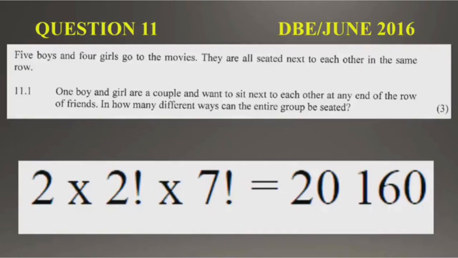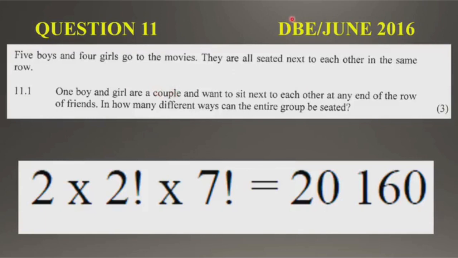Let's look at an example of this from a past examination paper. Here from the June 2016 DBE paper, question 11 said, 5 boys and 4 girls go to the movies. They are all seated next to each other in the same row. Notice what question 11.1 says. 1 boy and a girl are a couple, right? And they want to sit next to each other at any end of the row.